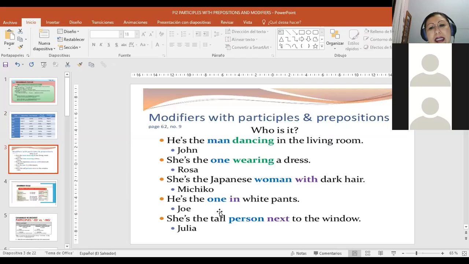He's the man dancing in the living room. We are talking about John, but we don't mention John. We just say the man dancing. She's the one wearing a dress. We are talking about Rosa, but we don't mention her. She is the Japanese woman with dark hair, Michiko. We are talking about Michiko, but we don't mention her. He is the one in white pants. We are talking about Joel, but we don't mention him. She's the tall person next to the window. We are talking about Julia, but we don't mention her.